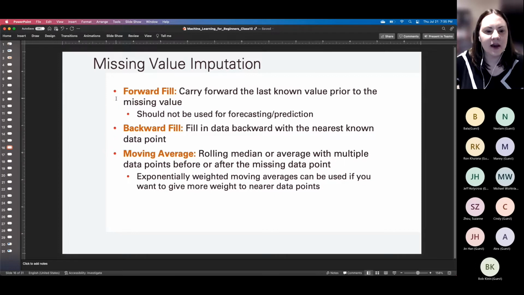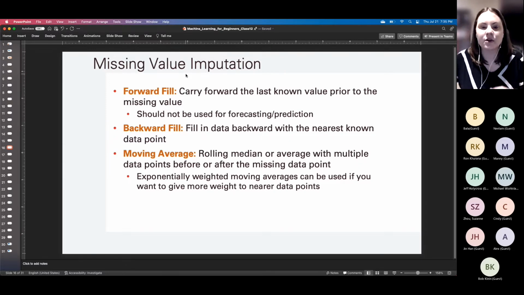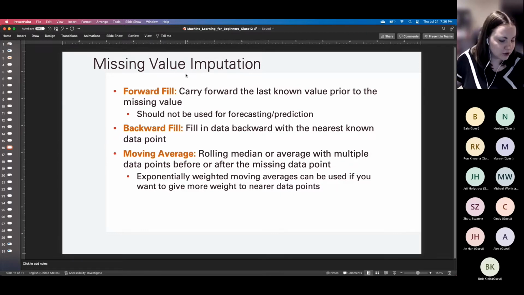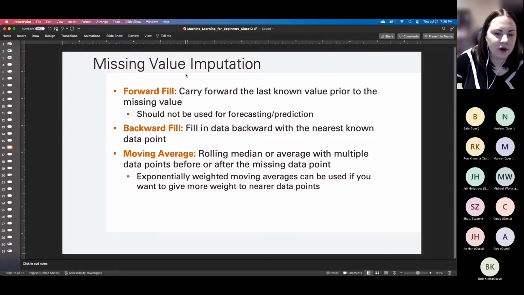But a couple of things for pre-processing and getting rid of missing values. There's a couple of ways to do that. Forward fill is one, carrying forward the last known value prior to the missing value. This should not be used for forecasting and prediction. Why? Because it creates something similar to leakage. I'm going to cover that in just a second. In forecasting, we're including parts that won't be available in production. So we're basically cheating. I'm going to cover that more in a second.